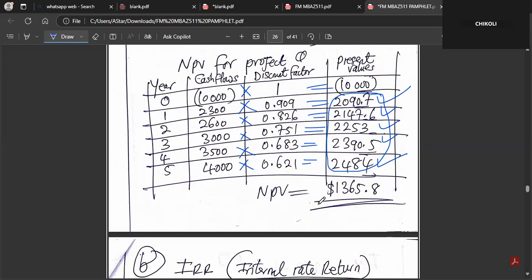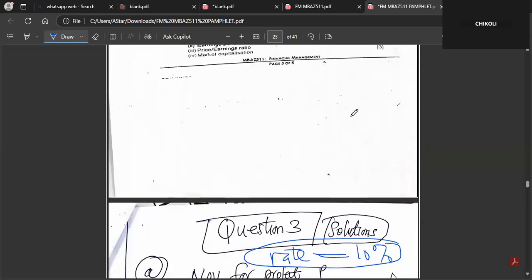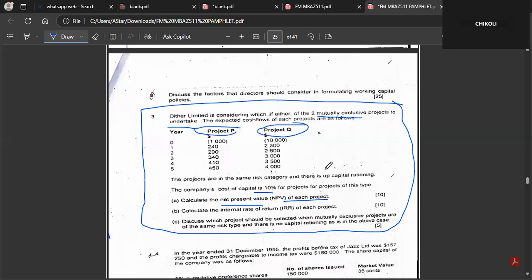Okay, so this is what the first one is all about. You find the NPV for each project. You have the 10 marks there. Okay. And of course, we now calculate the internal rate of return for each project.